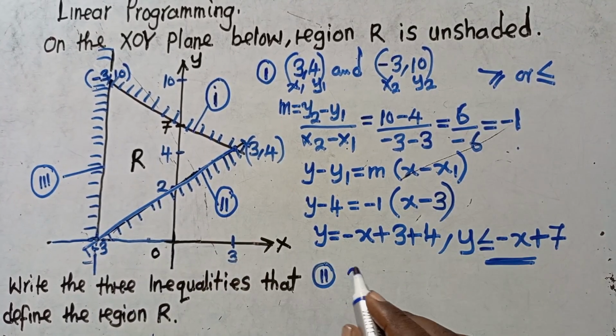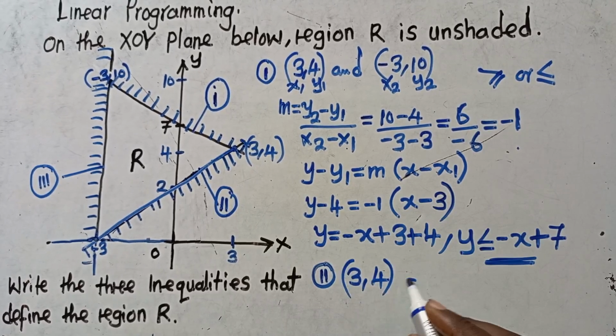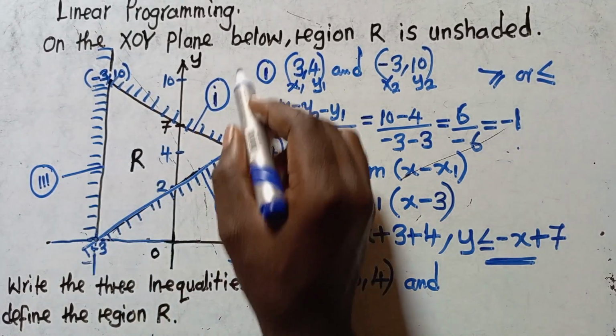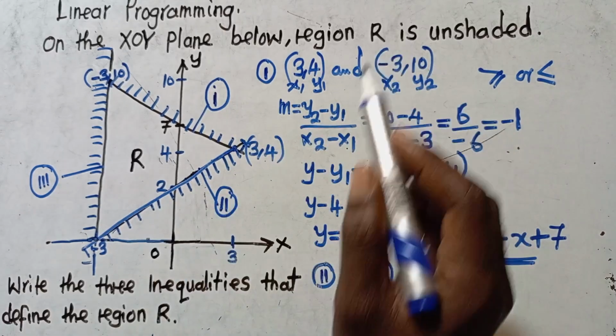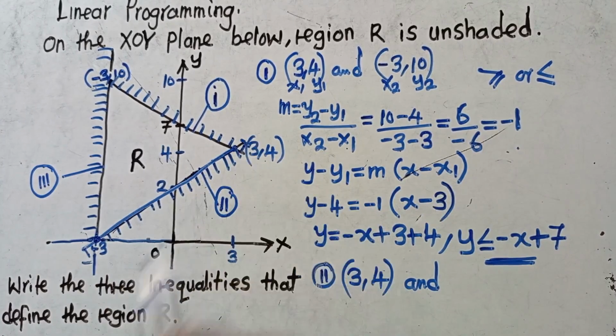That is (3, 4). Don't say I had used this one so I cannot use it again. No, nothing like that exists. As long as it is on the same line, we can use it on any inequality. As long as the concept is being applied on the same line.